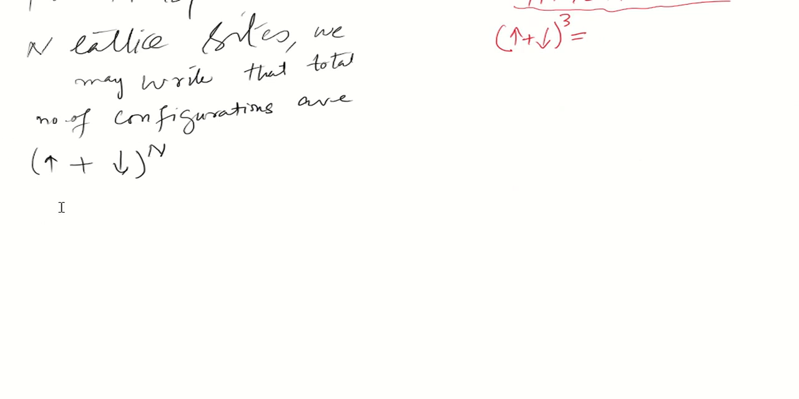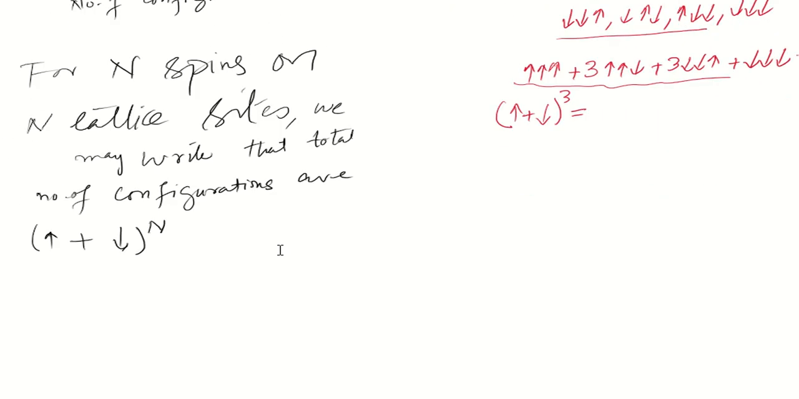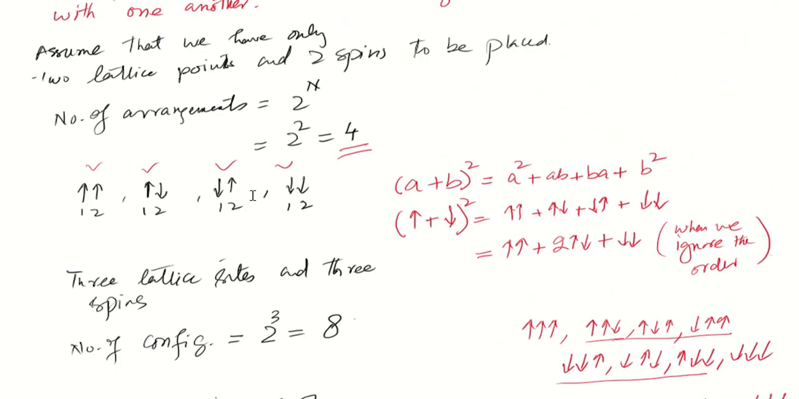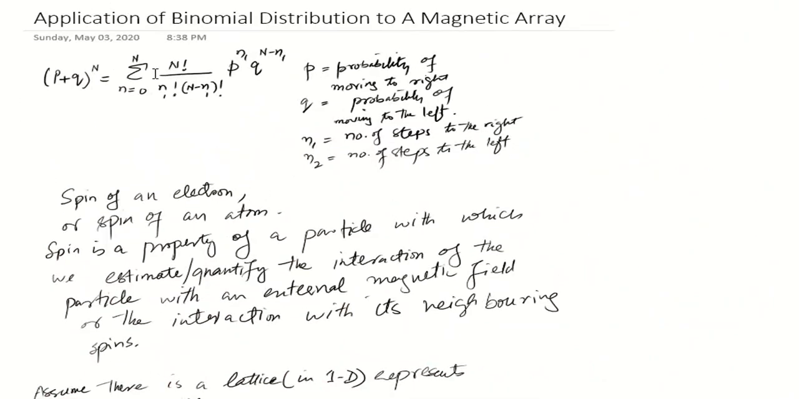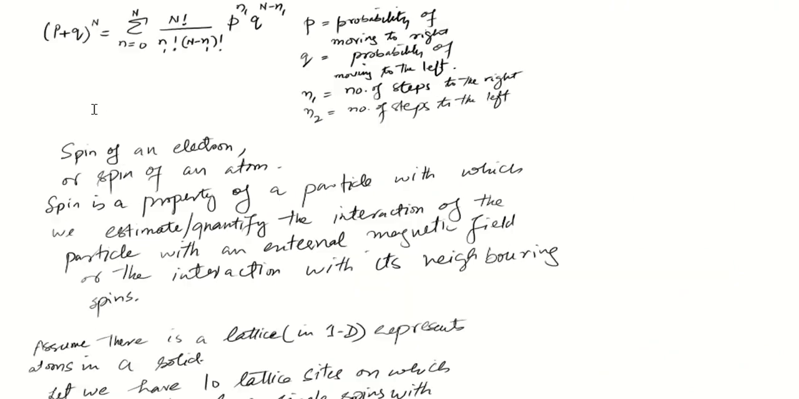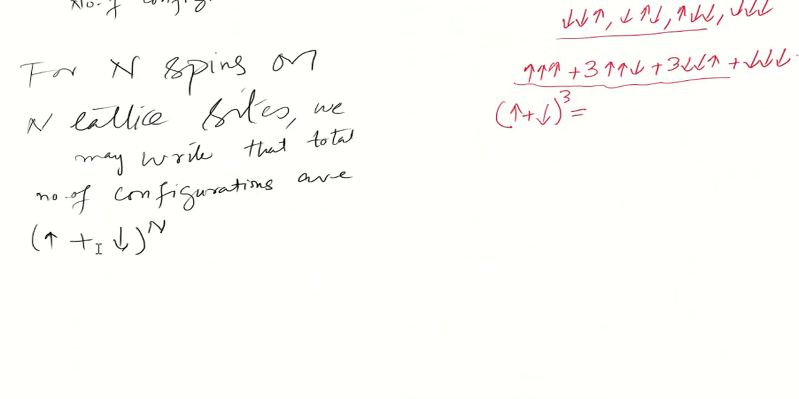When we write it like this for n sites and n spins, this is actually the binomial function that we studied here in the case when our cat was moving to the right or to the left. It was again p plus q to the power n. Here we have up spin plus down spin raised to the power n. So it can be written similarly in the form of binomial expansion. We just have to change notations. So we write it like this.